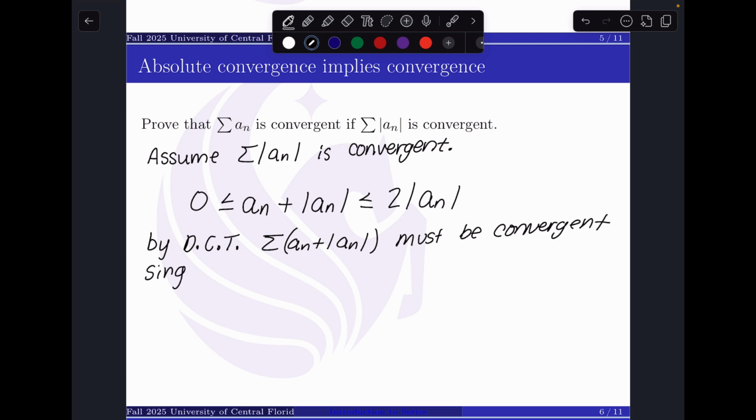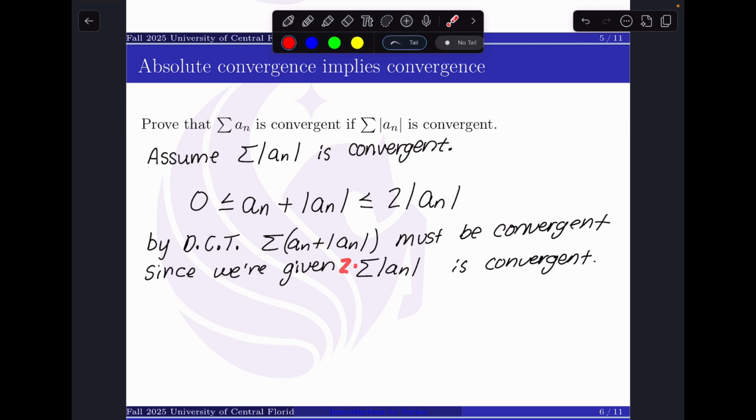we know that the sum of a sub n plus the absolute value of a sub n must be convergent, since we are given that the series of the absolute value of a sub n is convergent. Now, I can just multiply this by a 2, and since I have a convergent series, this is just the sum of 2 times the absolute value of a sub n. And so for sure, when I evaluate this sum, this guy is going to be convergent. So we know this series is going to be convergent as well.